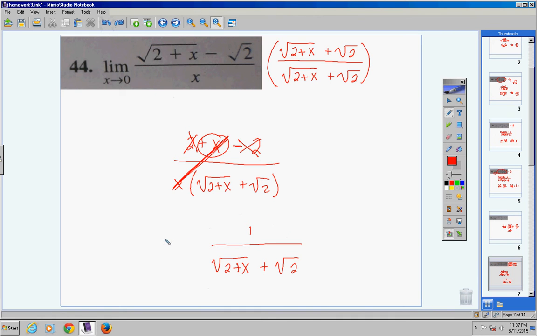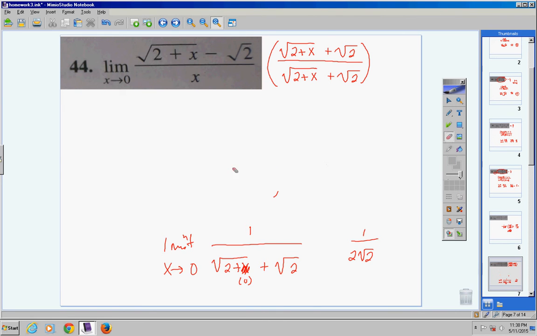So I'm going to find the limit of this expression here as x is approaching 0. It looks pretty much like a carbon copy of the last problem that we did. Here's the x. I'm going to put a 0 right here for x. 2 plus 0 is 2. So I have square root of 2 plus square root of 2. So I end up getting 1 over 2 square root of 2.